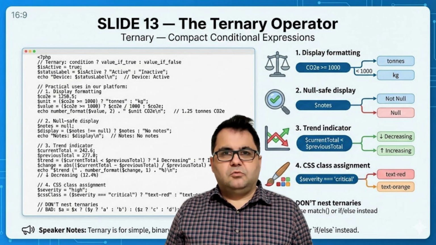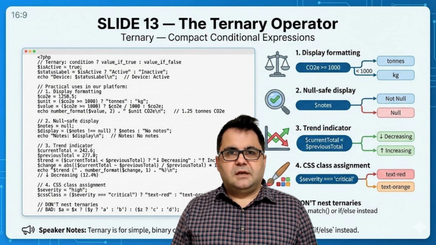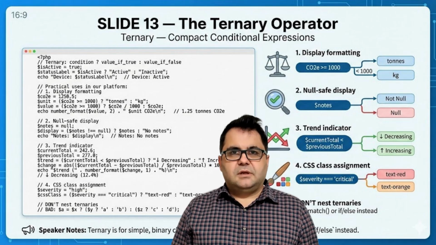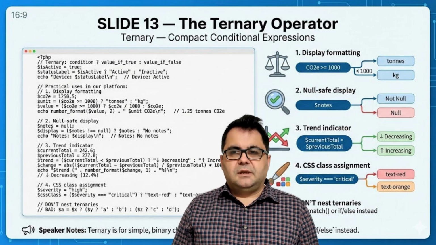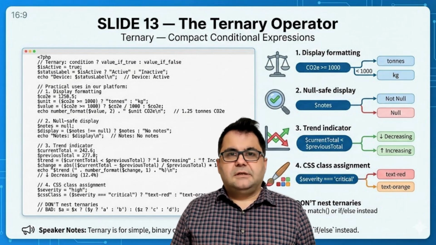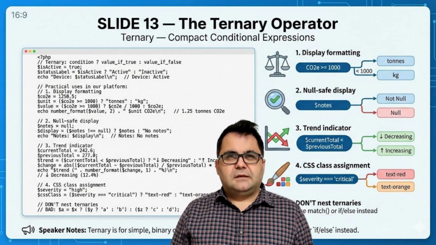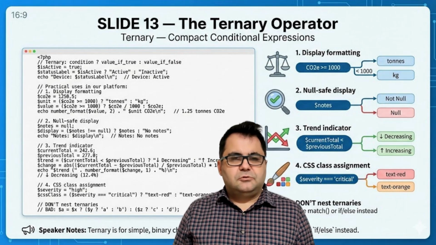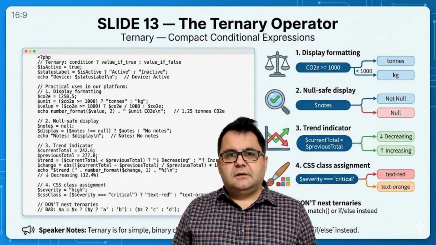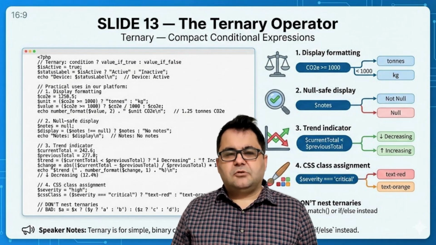However, there's a strong rule: never nest ternary operators. $a = $x ? $y ? a : b : c is nearly impossible to read. If you need nested conditions, use match true or if/else. The ternary is for simple binary choices only.